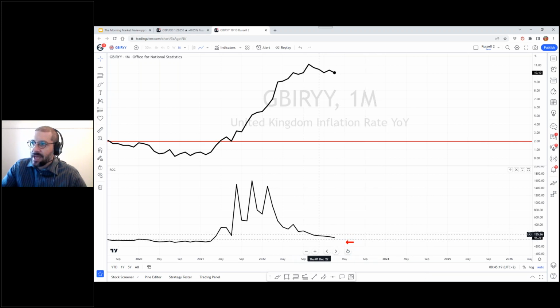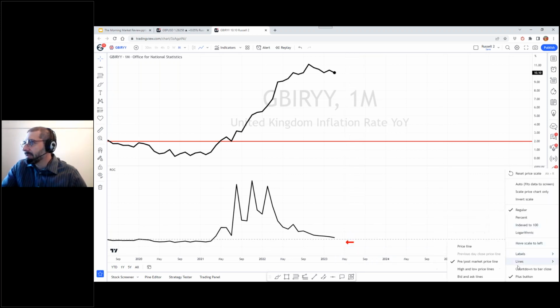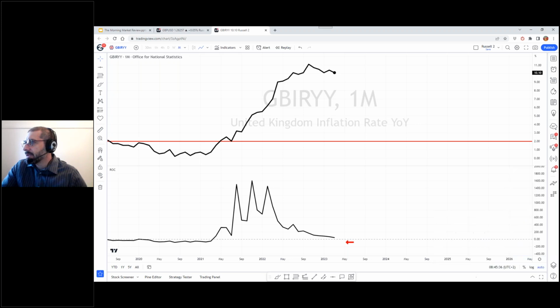What's happening now is we're accelerating at a declining rate. Okay, so the acceleration has slowed down, but it's still accelerating. Okay, so we still need to get below zero here. And let me take this label out here. I don't think we need that.